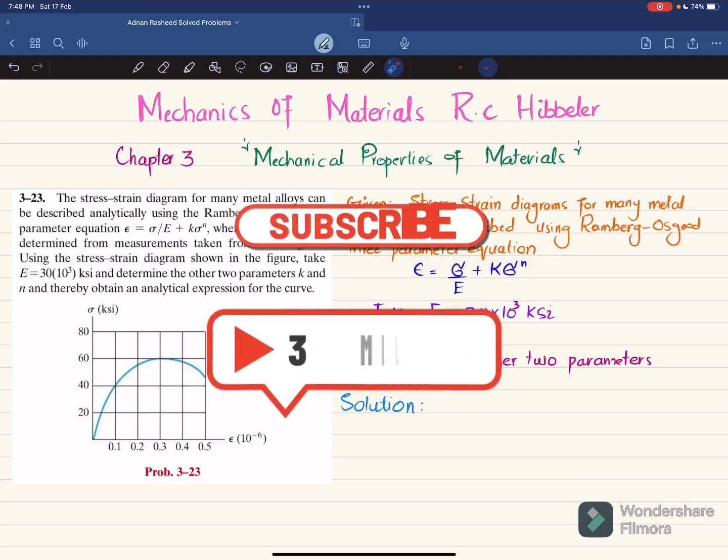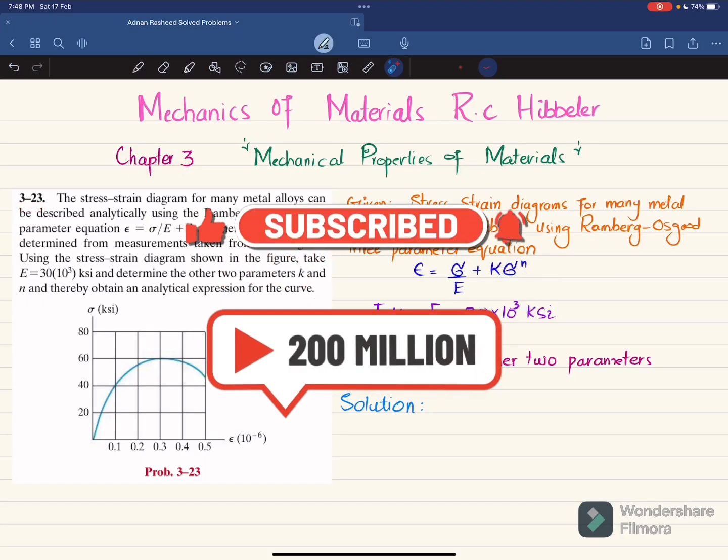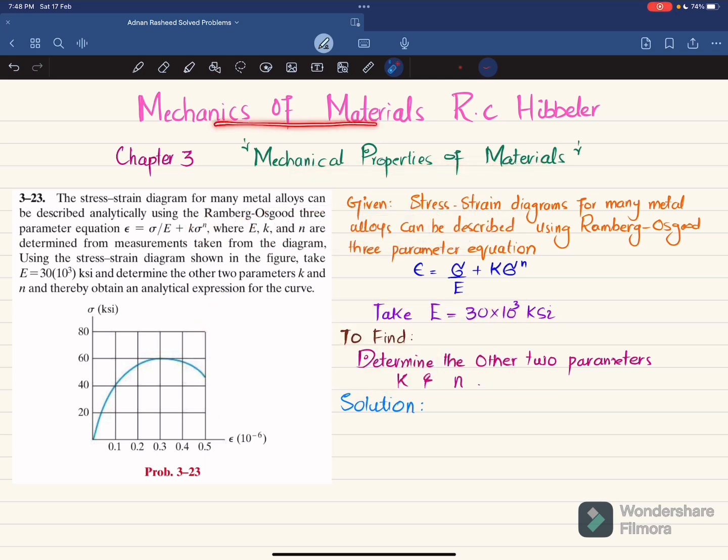Welcome back. In this video, we are going to solve problem 3-23 that is taken from chapter number 3, Mechanical Properties of Materials. That is taken from Mechanics of Materials by R.C. Hibbeler. So the statement is: the stress strain diagram for many metal alloys can be described analytically using Ramberg-Osgood 3-parameter equation, which is this one, where E, K, and N are determined from measurements taken from this diagram. Clear? Using the stress strain diagram shown in the figure, take E as 30 into 10 to the power 3 KSI, determine the other two parameters K and N, and thereby obtain an analytical expression for the curve. So you can see this is the stress strain curve and this is the Ramberg-Osgood equation. So you have to find this K and N. Clear? So let's start with the solution.